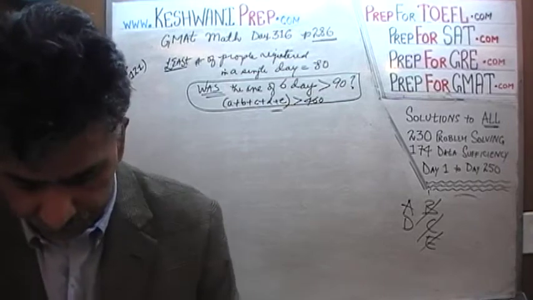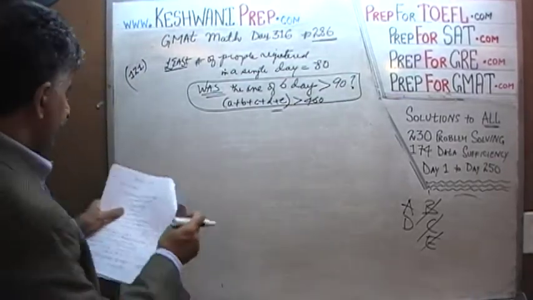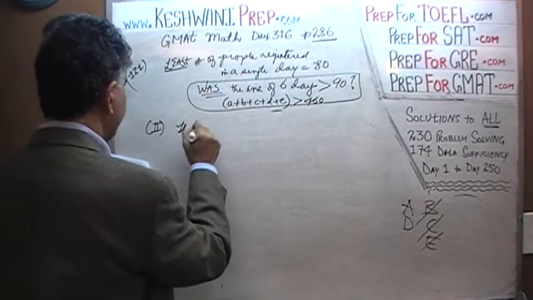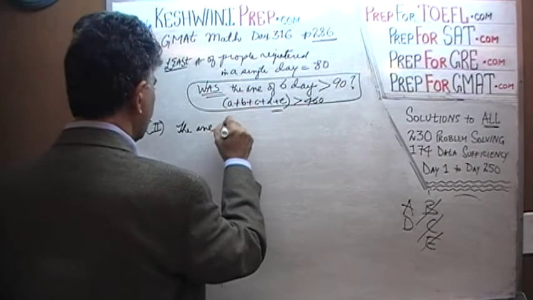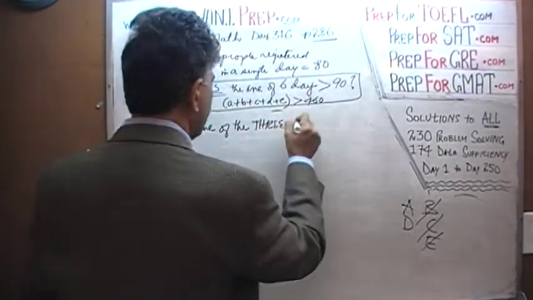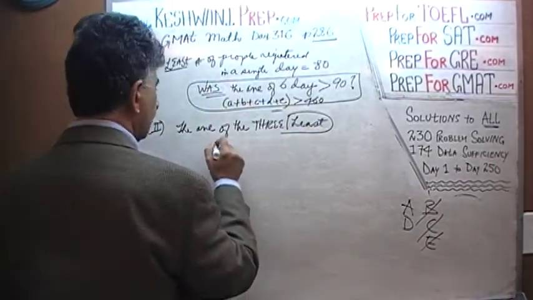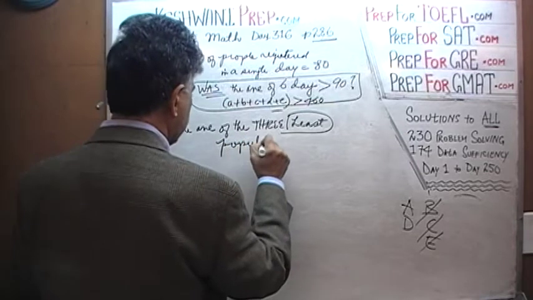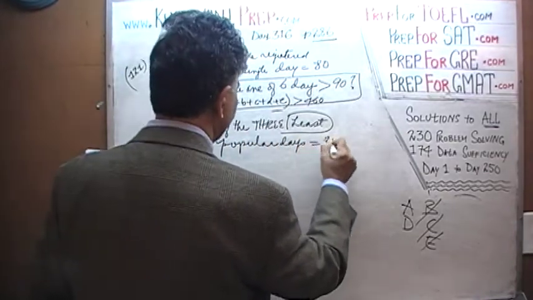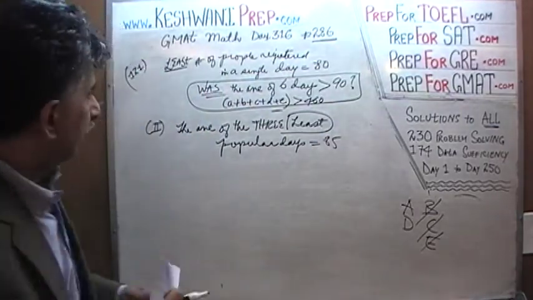Let's look at the second statement. In the second statement, they tell us that the average of the three least popular days is 85. Again, the way we set our workup, it's going to be like this.